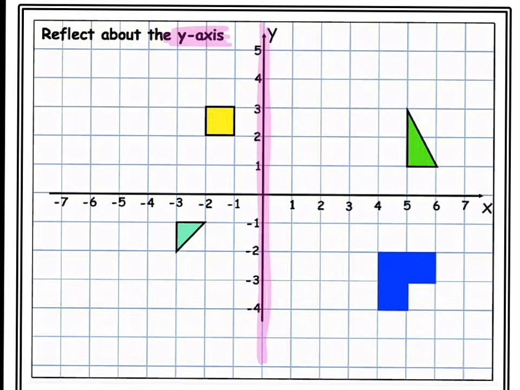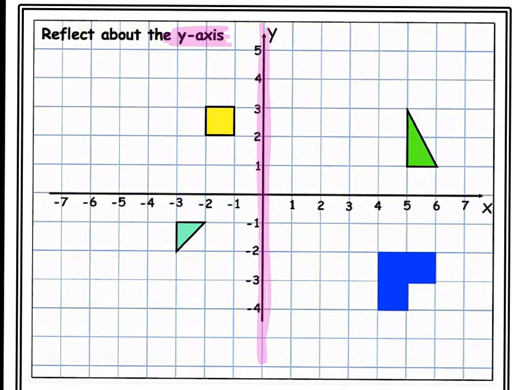Now, once you have identified your line of reflection, you want to take each figure and reflect it over that line. Now, using the definition of a reflection creates a figure that is equidistant or matches the other side. So what we want to do is consider how far each figure is from the line of reflection.